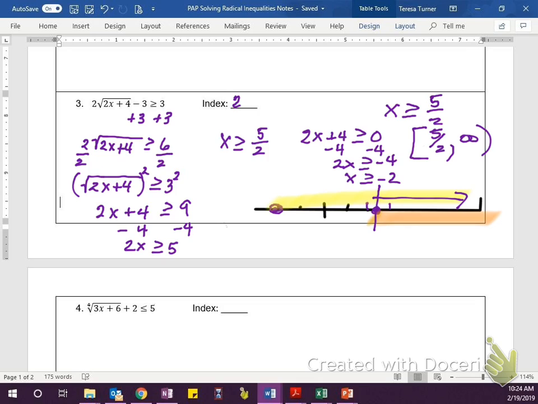Now, when it's an odd degree, you don't have to do the second part because you can have cube root, fifth root, seventh root of negative numbers, because negative 3 to the third is negative 27. So you can have the cube root of negative 27 is equal to negative 3. So it's okay to have negatives under the radical if the index is odd. The only problem is when it's even.